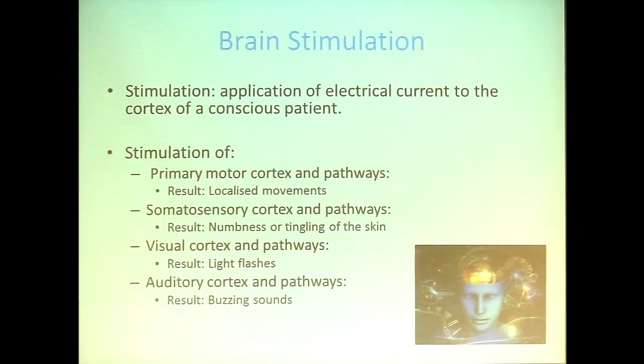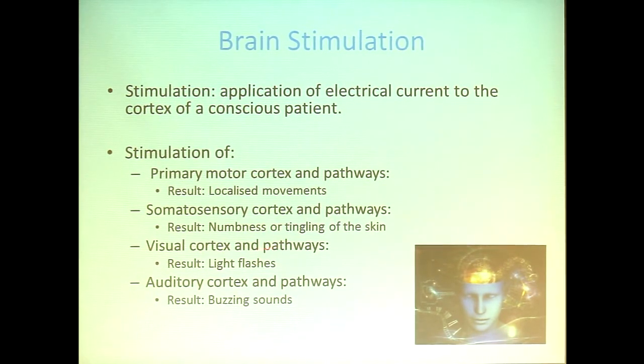Now, besides those patients, we also get a lot of information from brain stimulation, where people, while they are conscious, have their brains opened up, and various areas of the brain are stimulated with electrodes. And this is generally what has been found. If there's stimulation of the primary motor cortex and those pathways, the result is localized movement. So the person will twitch, their hand will twitch, or they'll move their toes or their leg or whatever. If the stimulation is in the somatosensory cortex and its pathways, the result is numbness or tingling of the skin somewhere on the body.